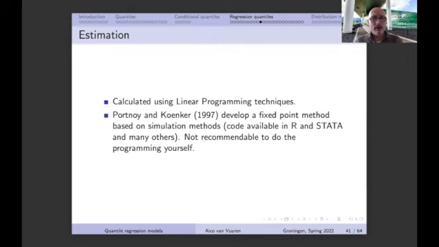There is a very standard method in order to solve linear programming problems, and that is the simplex method. But even though this has been used in the very first years with respect to quantile regression, it doesn't work so well here. So therefore, in the late 90s, Portnoy and Koenker came with an alternative, and they developed a fixed point method based on simulation methods. And that's exactly the way in which, for example, R and Stata are doing this.